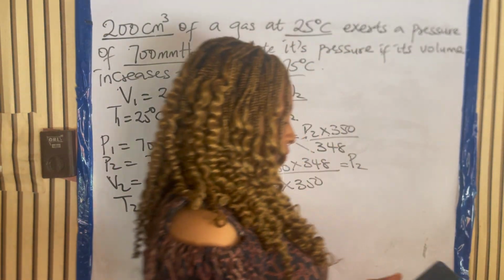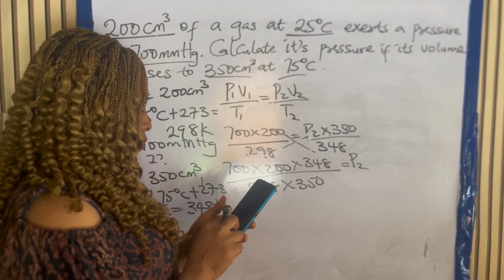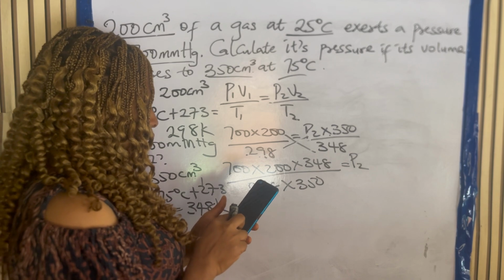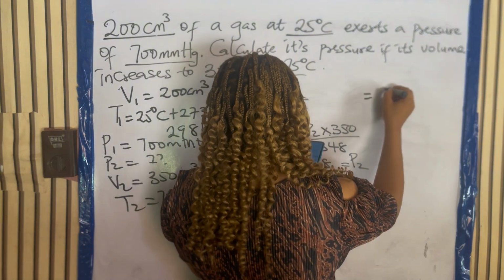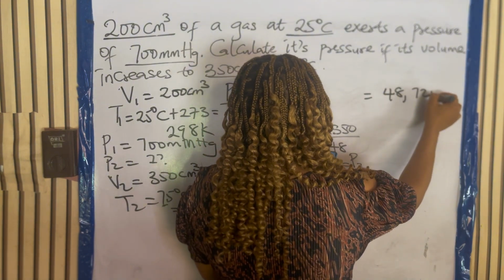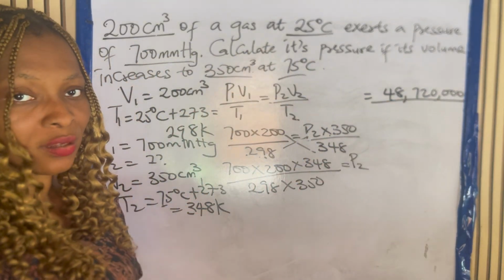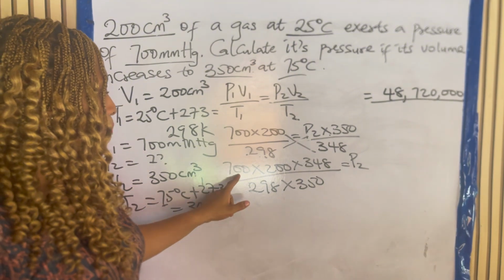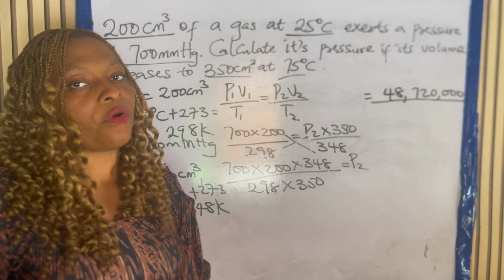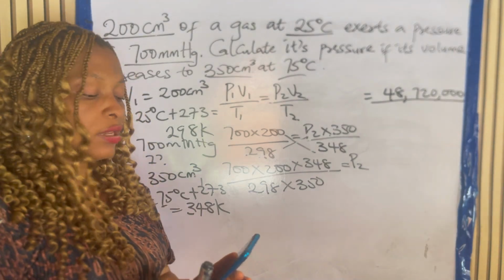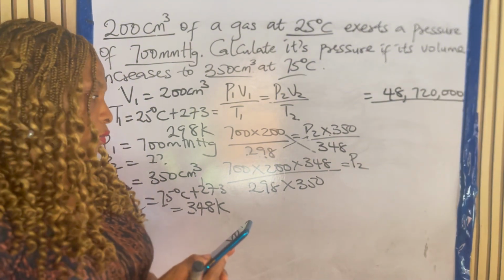Now let's do our job. So you have that 700 times 200 times 348. That will give us 48,720,000 all over. Please note what I'm doing. Don't ever press your calculator and press everything, dividing this times this times this times this by this times this. You may get a wrong answer. Please do it as I'm doing it, one by one. Solve the one on top, solve the one down. So let's solve the one down now.